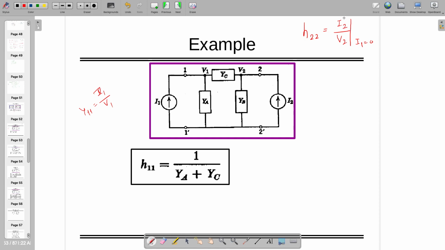Otherwise, Y22 also looks like this one, right? But it's V1 equal to 0. But we are not choosing Y22 because it's I1 equal to 0. So it looks like Z22. So I1 equal to 0. So let's make this one open circuited.